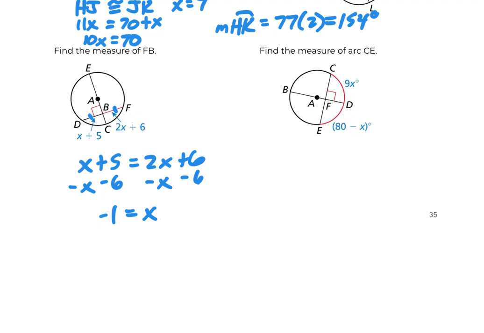Okay, so here's how I would check it. -1 plus 5 is 4. And we're trying to find FB, so I could also go 2 times -1, which is -2, and -2 plus 6 would also be 4. So FB is 4.